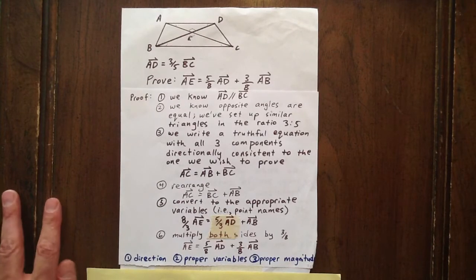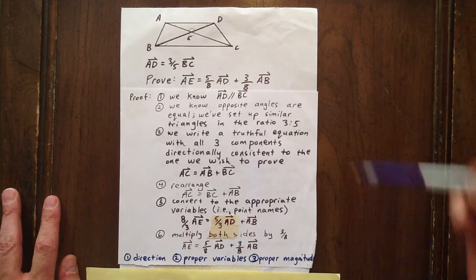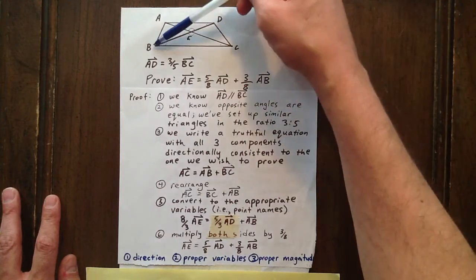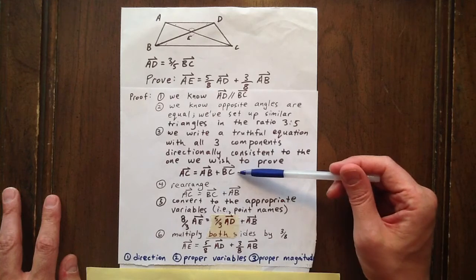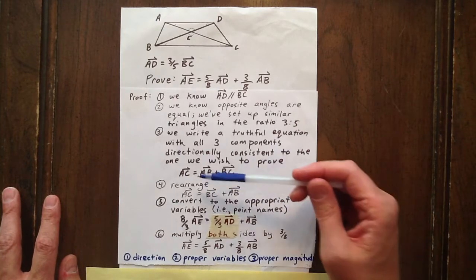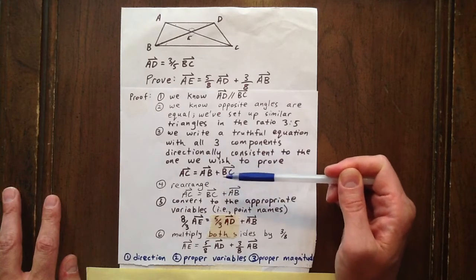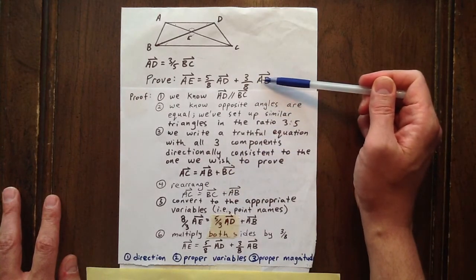Now, we want to be able to make a simple statement to start our proof that is definitely true. Well, we know definitely that AC equals AB plus BC. We can write that down. The reason why that's advantageous to us is that these three vectors are all directionally consistent to vectors in the statement that we're trying to prove.